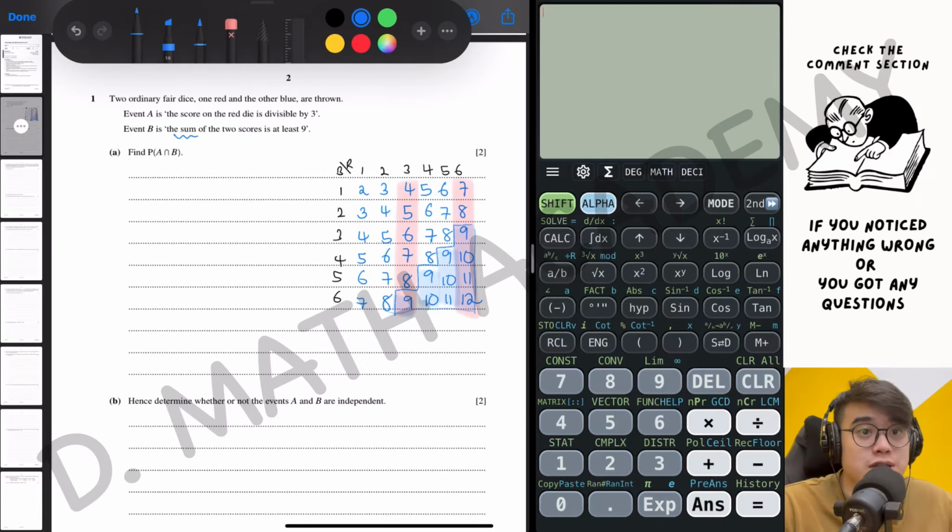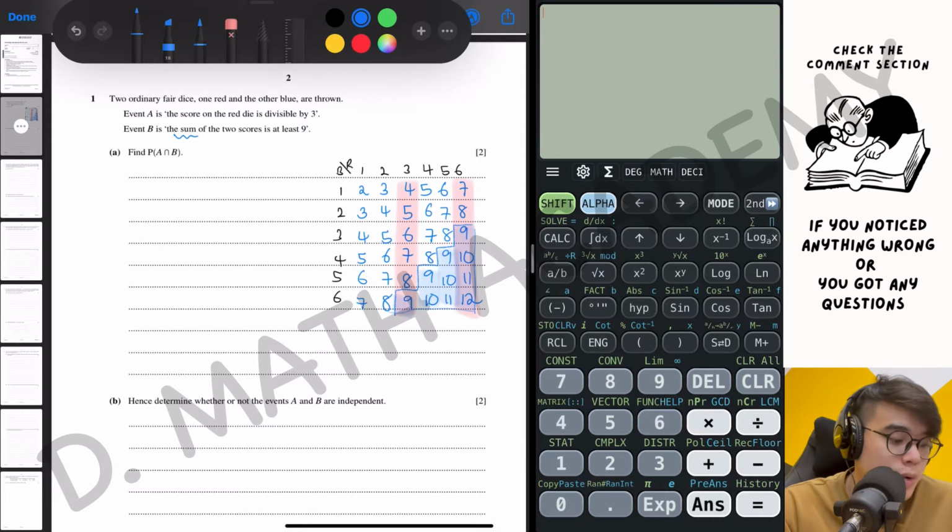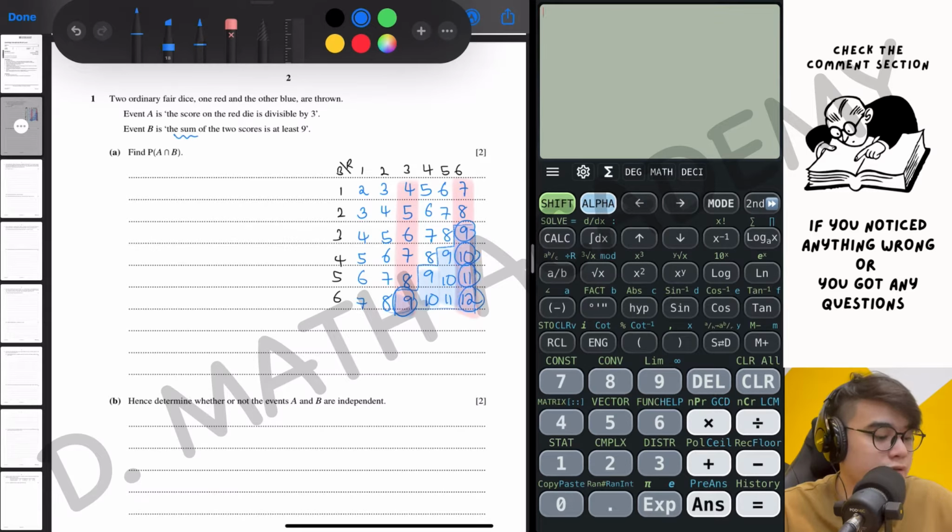With all this set up, we can now check the part that is overlapping. That will be this 1, 2, 3, 4, 5. So our numerator will be 5, while our denominator will be 36, because there are 36 possible outcomes here. So that's your final result for part A.